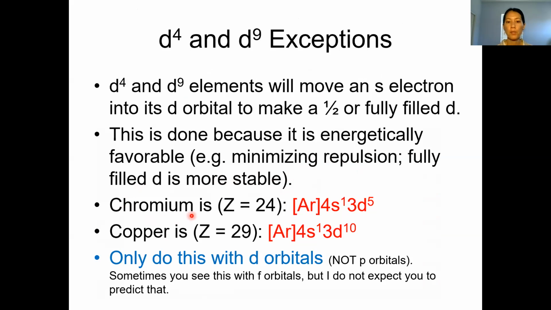So chromium, for example, which you would have expected to be argon 4s2 3d4, is not that. When you do experiments, you actually find that an S electron jumped to a D. So it's actually 4s1 3d5. So that happens with chromium's column, the D4 column, and copper's column, the D9. Copper is not 4s2 3d9, it's actually 4s1 3d10, because an S electron jumped to fill the D.